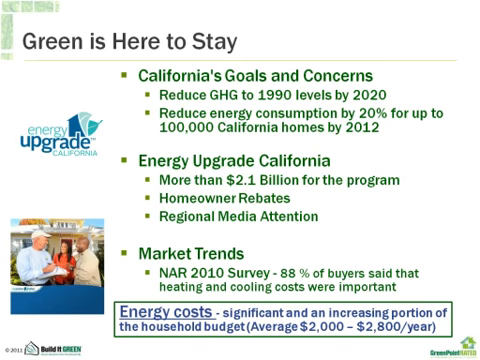So the first part, probably this is not new to anyone that's on the call. California's goals and concerns. We know that we're wanting to reduce the greenhouse gas emissions to the level of 1990 by 2020. We're not even close, so we have a long way to go. But part of the strategy for getting there is to reduce the consumption in our existing homes stock. And Energy Upgrade California was designed to help move that forward.